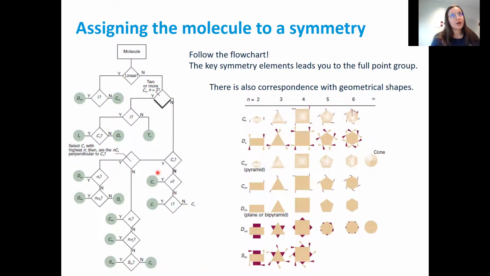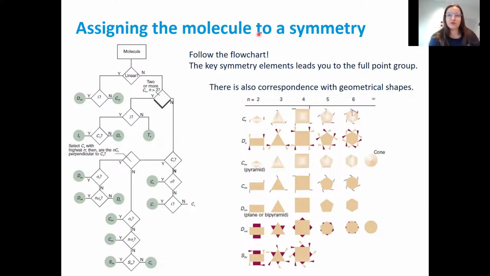Funnily enough, a lot of these things will also correspond, no big surprise at the end of the day, to a geometrical shape. So in theory, if you find yourself with geometrical shapes, they will fall into this type of groups. And if you find the right projection of your molecule, sometimes you can notice that it looks like one of these shapes, but the way you derive the symmetry is by using the flowchart.